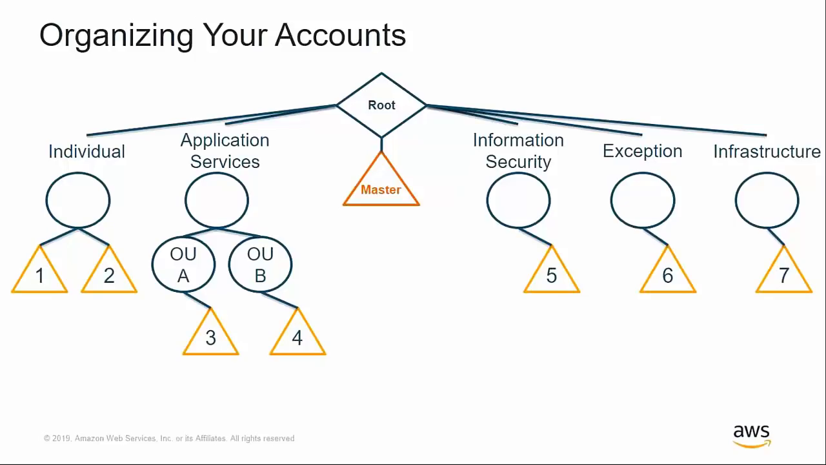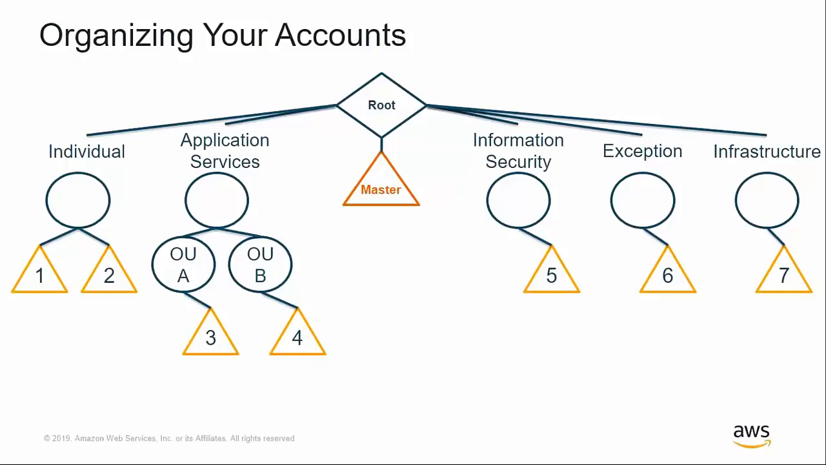Then there's the exception account. So maybe there's a one-off use case, something you're working on that you don't really know about, and they got an exception, and you want to make sure that they always live and are monitored and managed as an exception before they possibly become an application service. And then infrastructure. This is any shared infrastructure accounts. Maybe your Active Directory lives in this account, or potentially any shared services that contribute to infrastructure, etc.